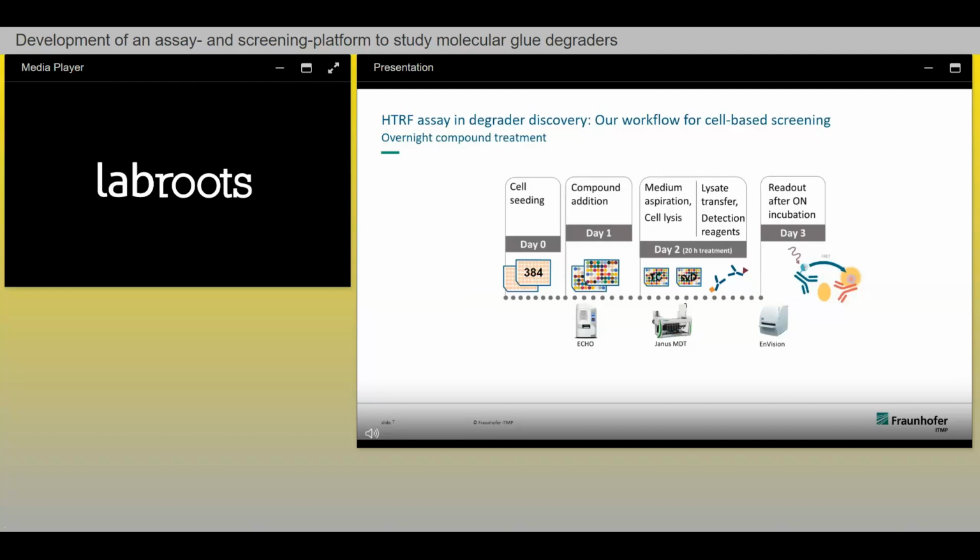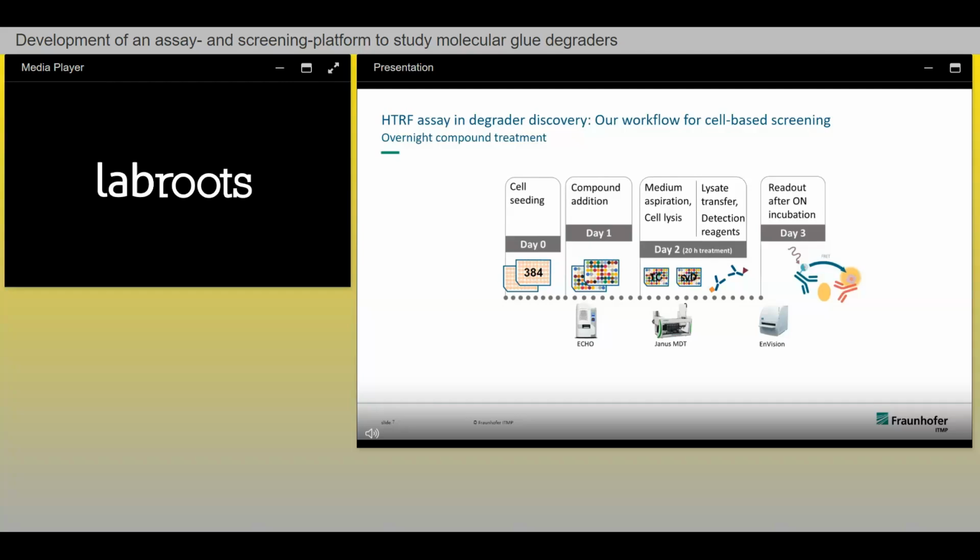And as you can see here, this depicts a workflow where we do 20 hours of compound treatment, and that makes the assay a 3-day duration assay from seeding until readout. But as you've seen in Melanie's presentation, where they did the time course study of the effect of indisulam degrading the RBM39 protein, it was actually quite quick.